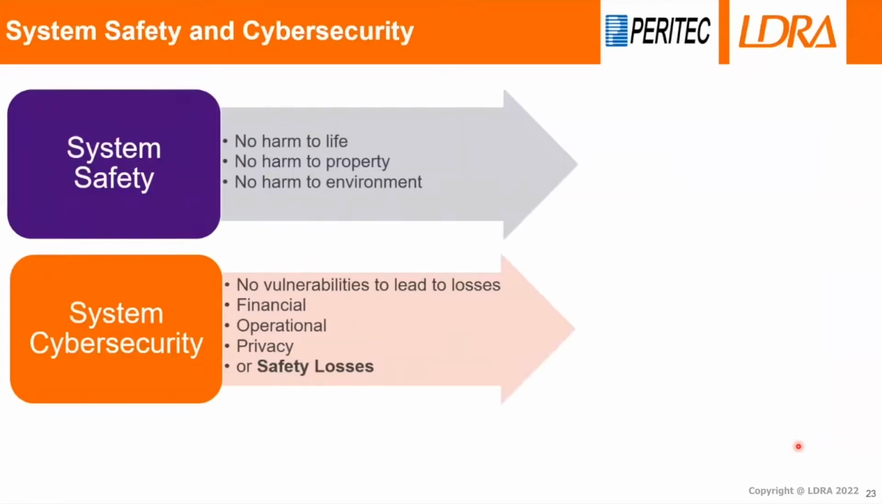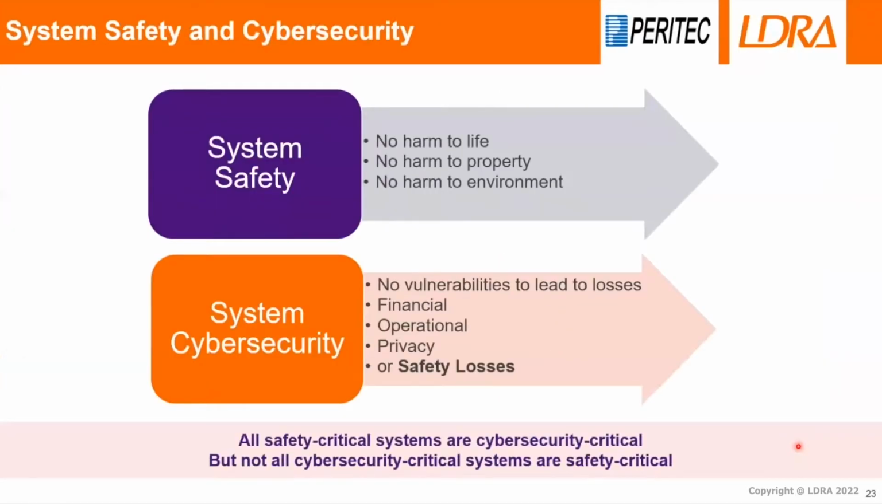So now let us look into the similarities and differences between system safety and cyber security, because most of the times it is confusing for the users to understand system safety and security. So when we are talking about system safety, if the product fails, it shall not create any harm to life, property, and environment. So this is what we mean by system safety.